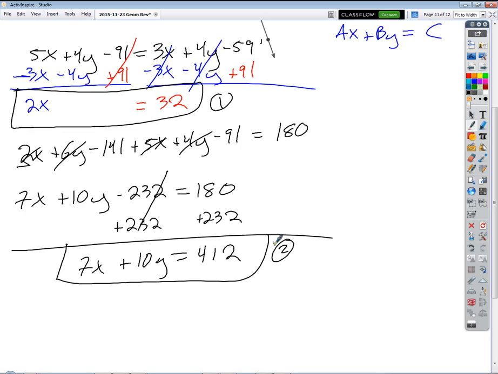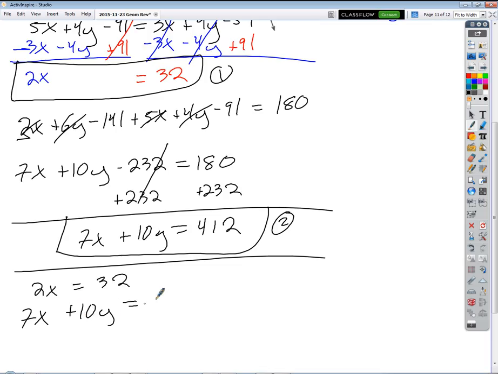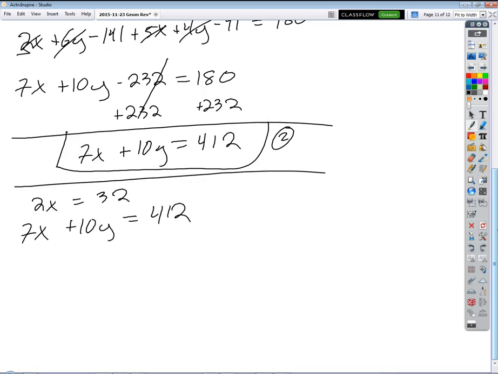Now we kind of lucked out. We're going to be able to just use substitution here. It's going to be pretty simple. It would have been a little harder if we'd had maybe a y term there, right? But we didn't. That's good. So I'm going to write that system down again, so we can look at them in the same place. 2x equals 32, and 7x plus 10y equals 412. What do you think? Suggestions? How am I going to solve this? What do you think, Ruby? Yeah. If I divide both sides by 2 here, what am I going to get? 16.